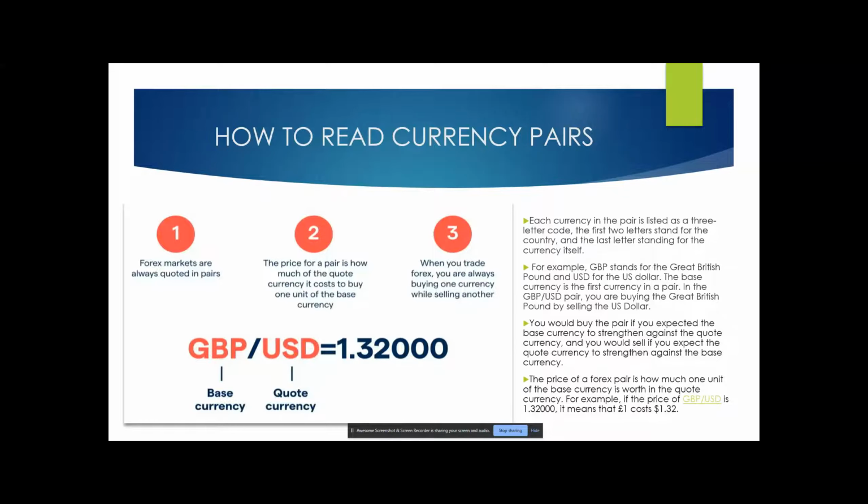The price of a Forex pair is how much one unit of the base currency is worth in the quote currency. For example, if the price of GBP USD is 1.32000, it means that 1 pound costs $1.32.